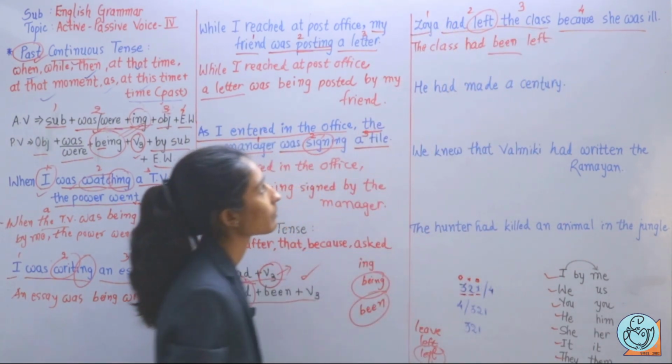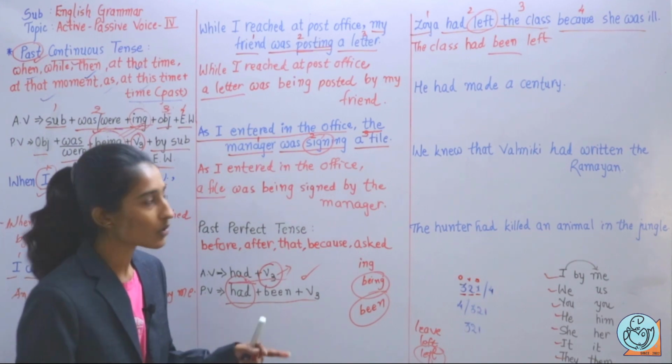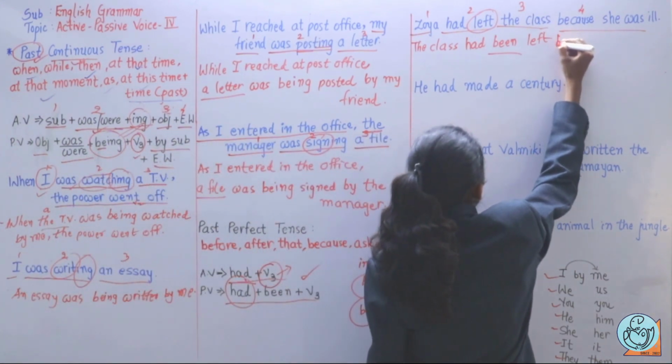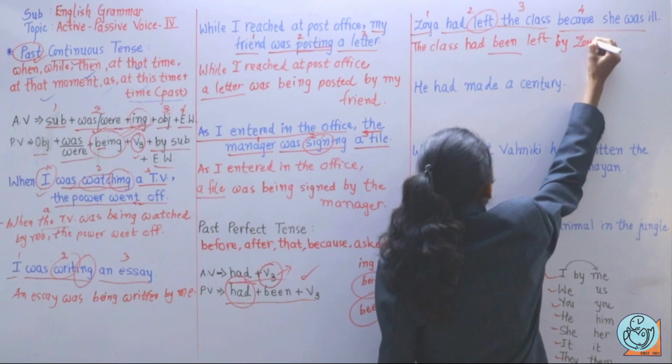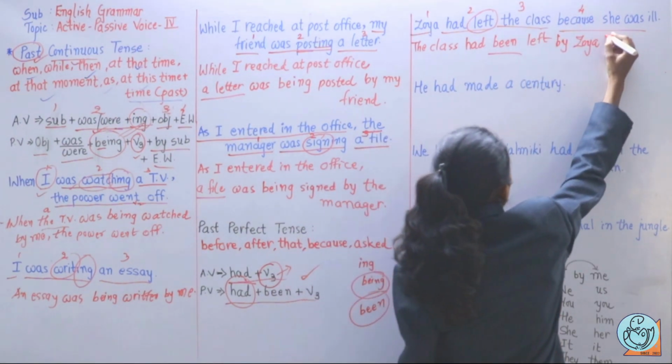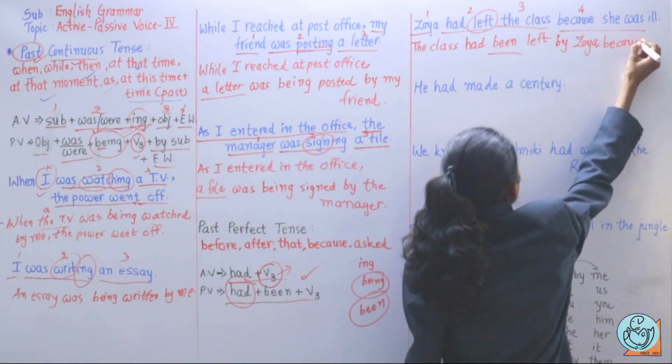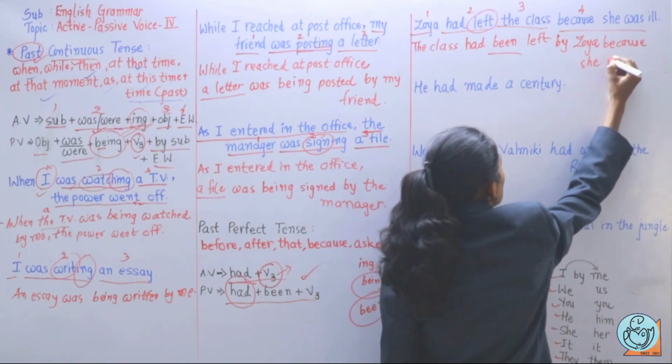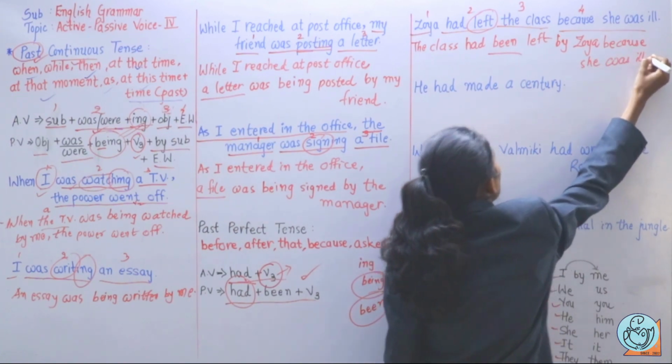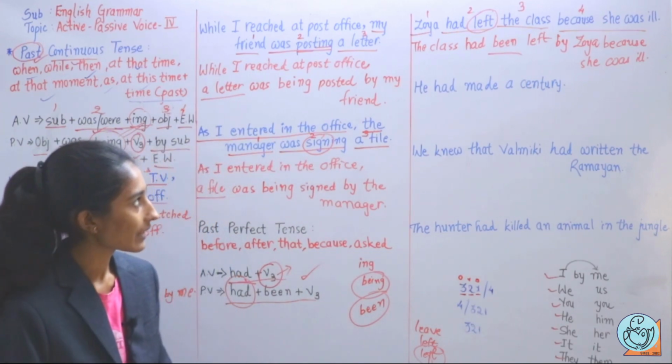Now comes first number. So Zoya, that is a name. So what we have to write? By subject, means by Zoya, and fourth number extra words, because she was ill. She was ill. Right, so this way you can change the sentences.